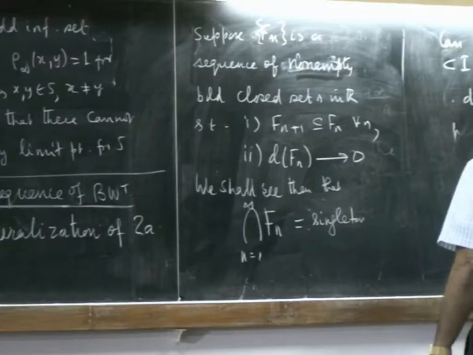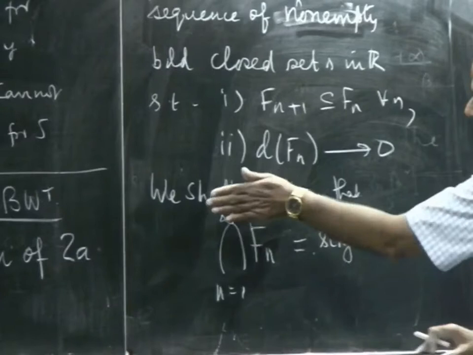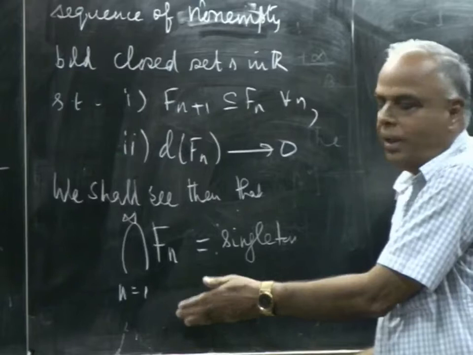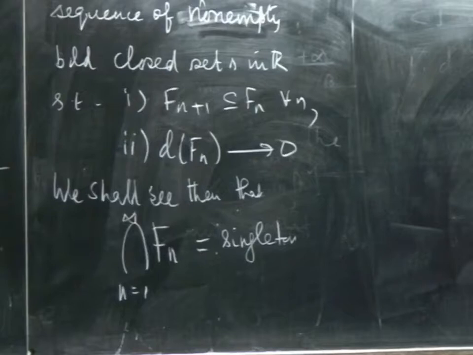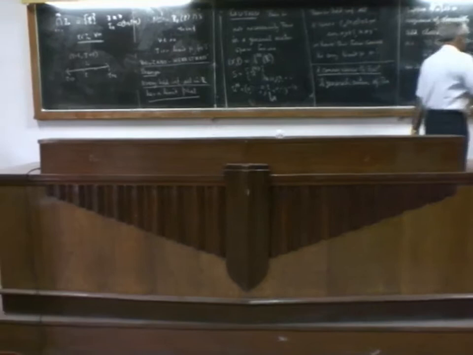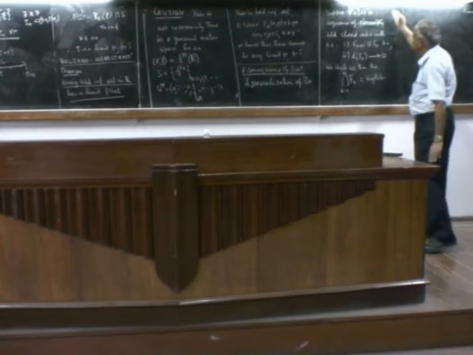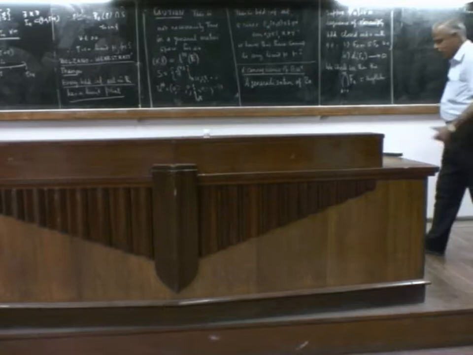We will see both. With the first condition, that the sets are closed, the intersection is non-empty. When the second condition comes, the intersection is a singleton. Previously also, property 2 said the intersection is a closed interval, and if we had the additional condition that the diameters go to 0, the end points collapse to the same thing and we got a singleton. In the same way we will see this result. This is a generalization of 2a. This is basically Cantor's intersection property for the reals.